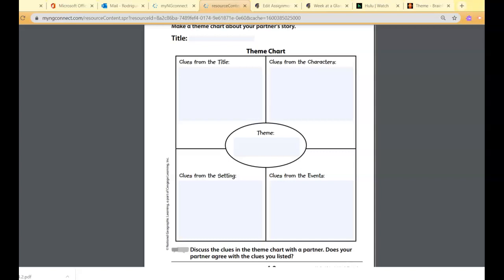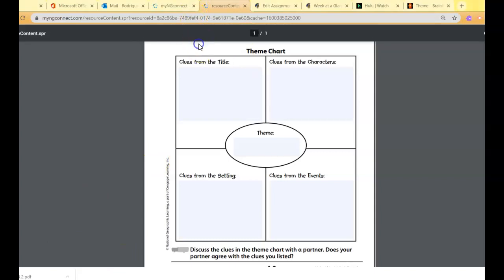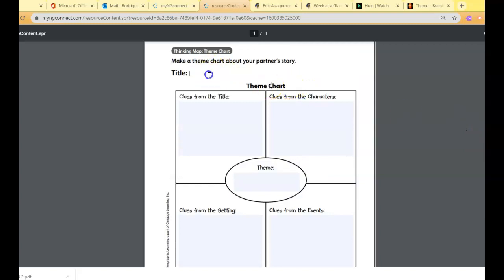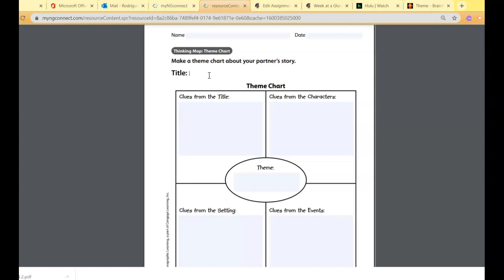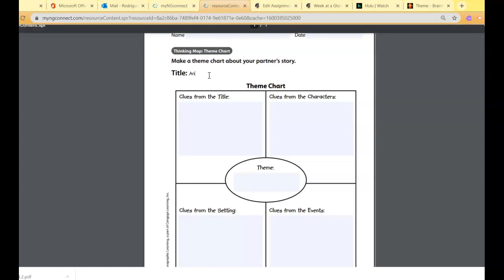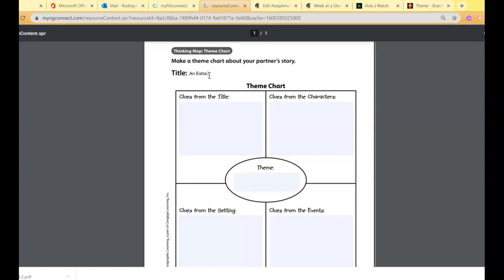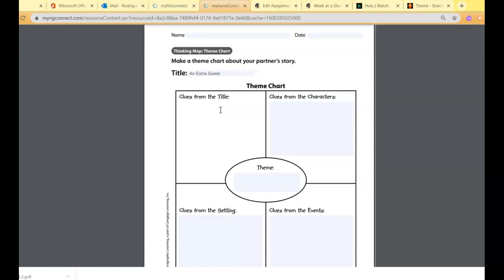Well, we can use a chart like the one that you see on your screen right now. That helps us to find out a little bit more about the theme. So let's take a look at this one. And we're going to start by talking about the title of the story. And the title of our story was called An Extra Guest. Right? So then we're going to take a look at what clues do we get from the title.